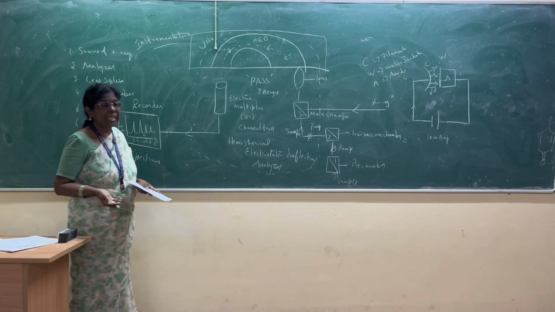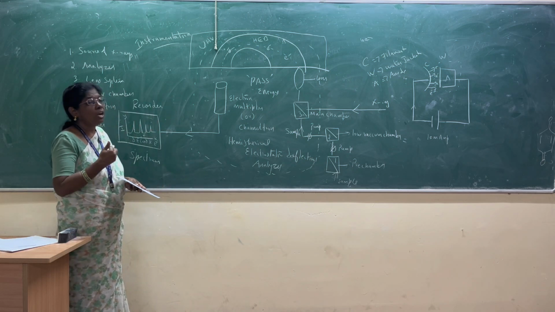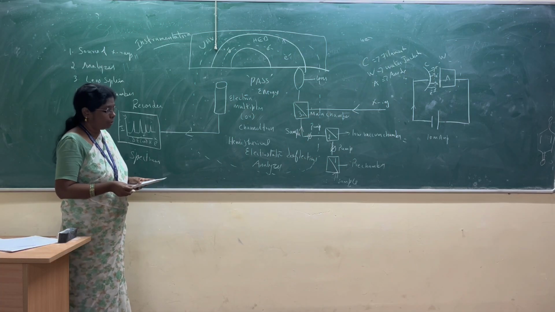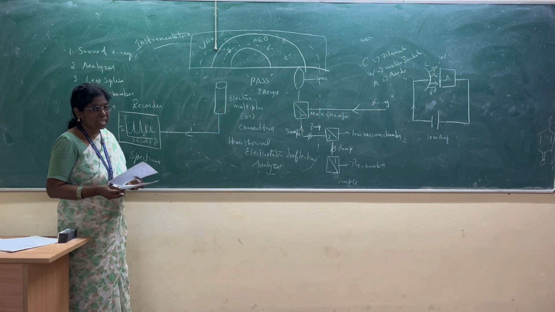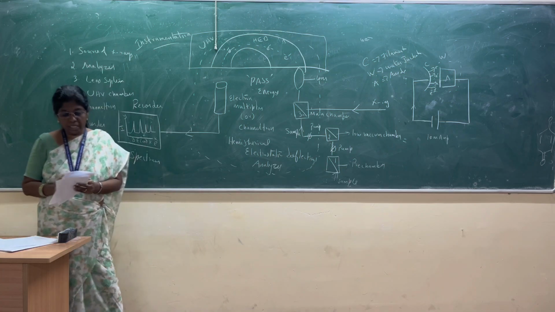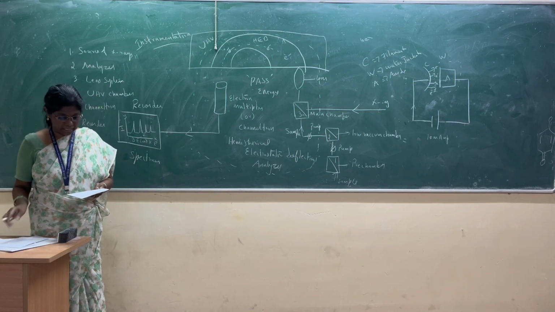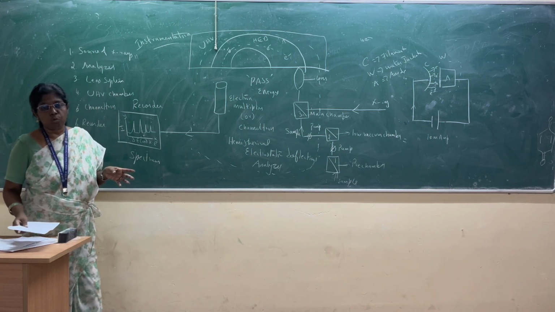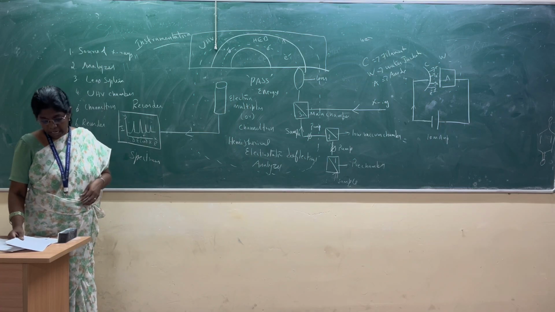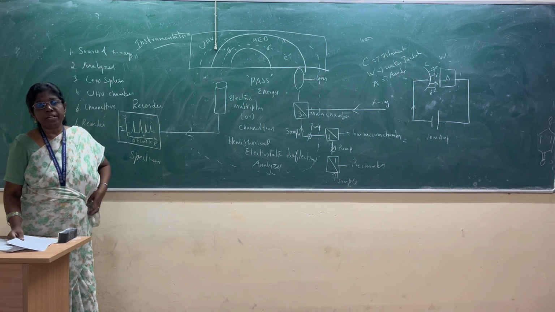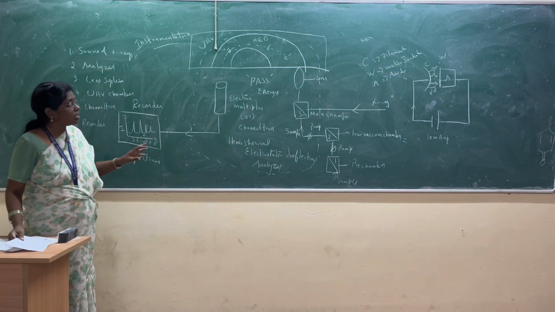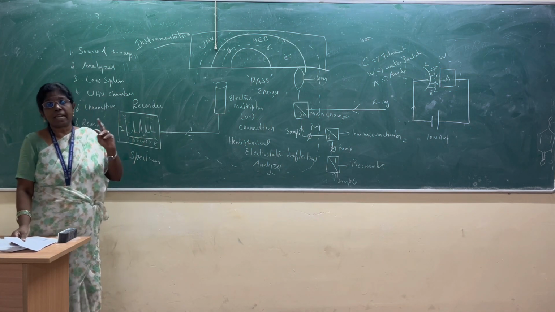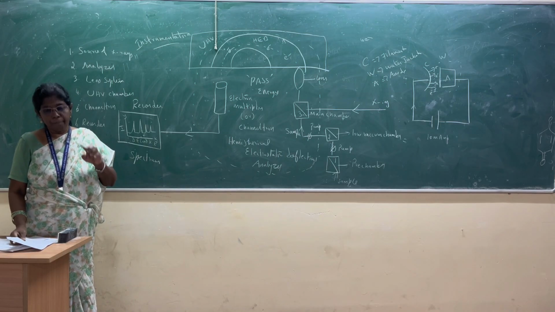Sometimes the photoelectrons are accelerated or decelerated. For that we are using two lenses: one is the magnetic lens, another one is the electrostatic lens. So apart from the analyzer, the lens is also used to accelerate or decelerate the movement of photoelectrons. There are two lenses used: one is the electrostatic lens, another one is the magnetic lens.